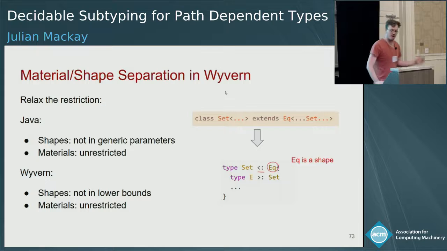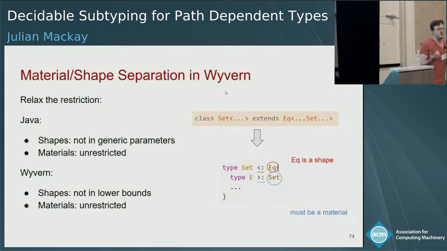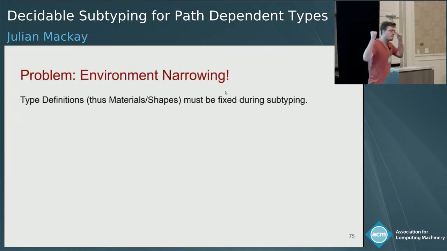And now we can allow EQ as our shape in the lower bound, in the upper bound of our definition of set, and so it's legal. But in the lower bound of E, we must have a material, and that's shape. So that's all legal, all fun and dandy. But it still doesn't give us decidable subtyping. And the problem here, as I mentioned earlier, is environment narrowing, right?